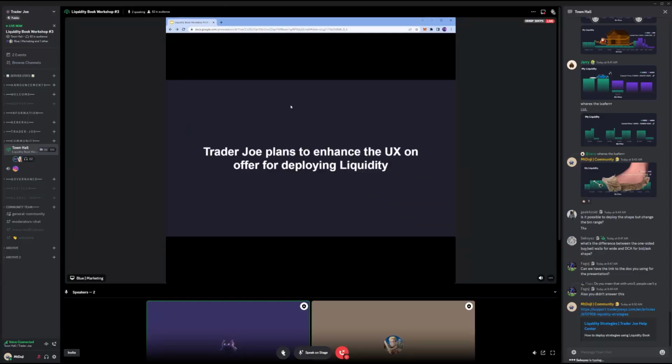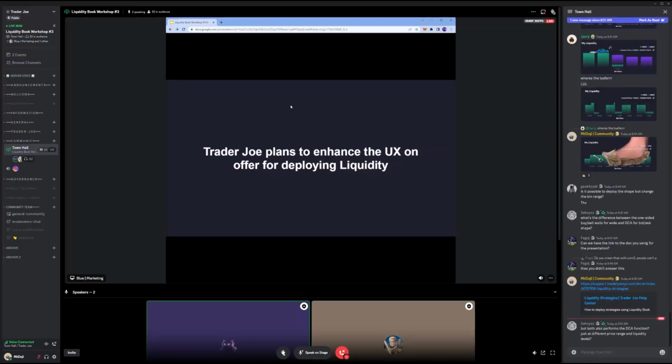And yeah, as I've already touched on, we do plan to enhance the UX on offer when you're deploying your liquidity. So this means that we do want to build on what these shapes offer you in terms of customization and your approach to providing liquidity.